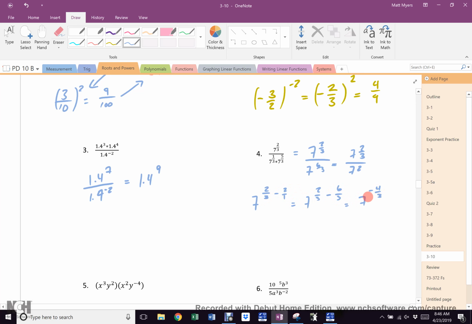What does a negative exponent do to its base? 1/7 to what power? 4/3. Am I done?